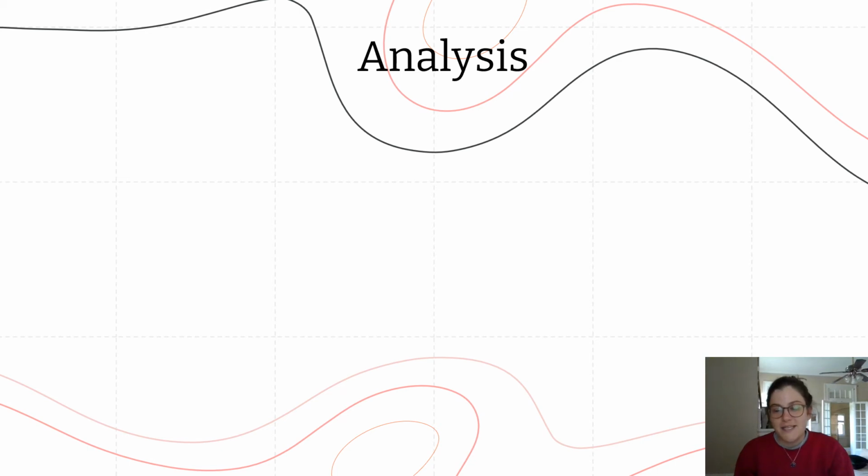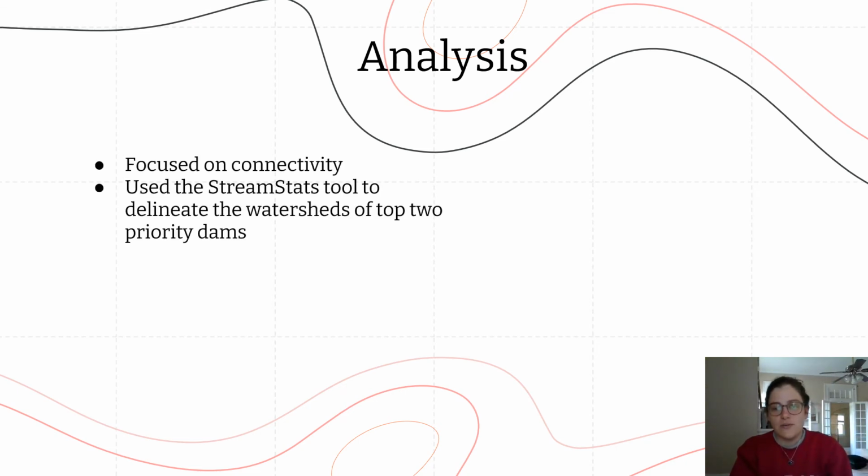So since all of my criteria have been pretty similar so far, except for the connectivity, which was the only one where I had 2 dams stand out, I decided maybe I should just focus a little bit more on the connectivity. So I used the StreamStats tool to delineate the watersheds of those top 2 priority dams, so the Herds Lake Dam and then the unnamed dam that was in the top right corner.